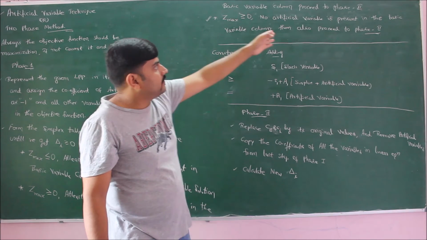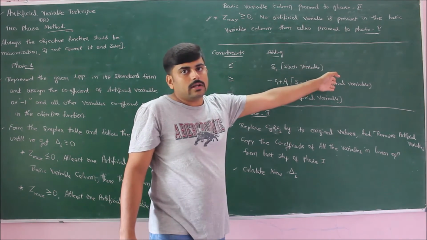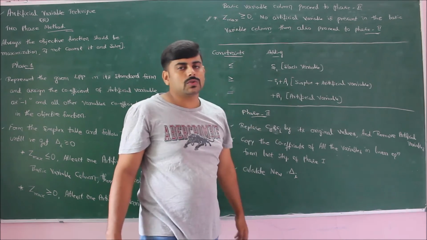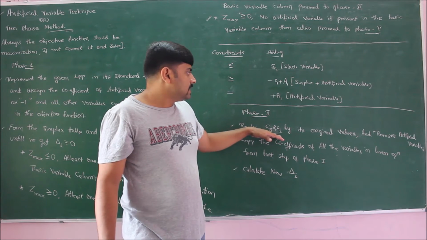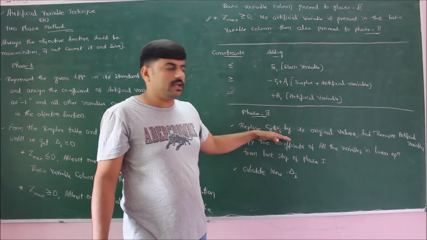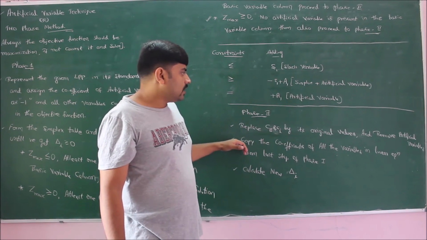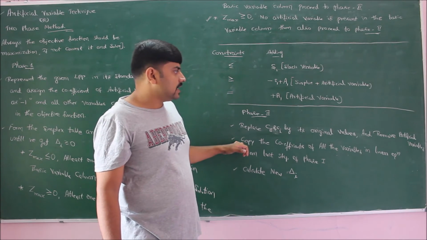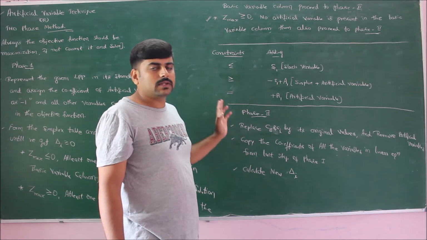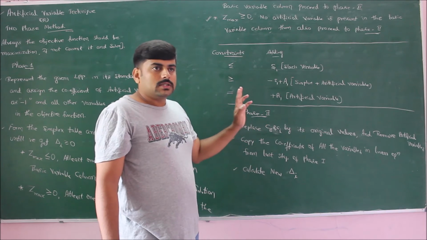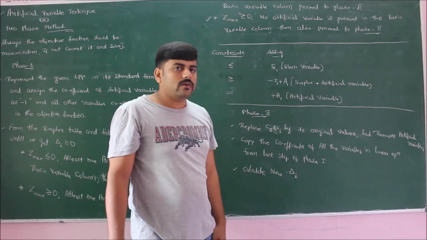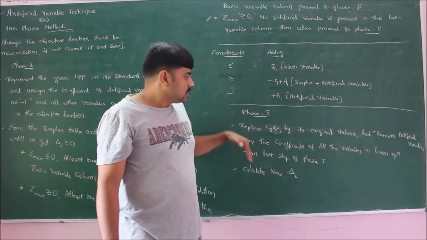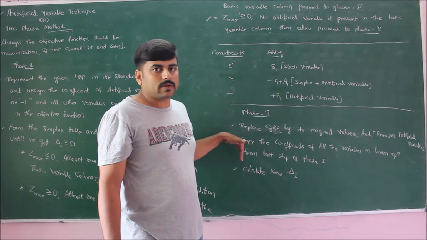Therefore the artificial variable will be present only in the column, so neglect those 2 columns and only replace CB and CI from their original values, and also copy the coefficients of all the variables in the linear equations, that is x1 to the slack variables from the last step of phase 1. So this will be clear once I solve the problem.